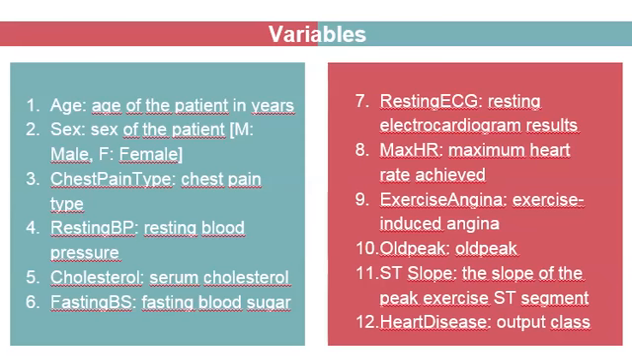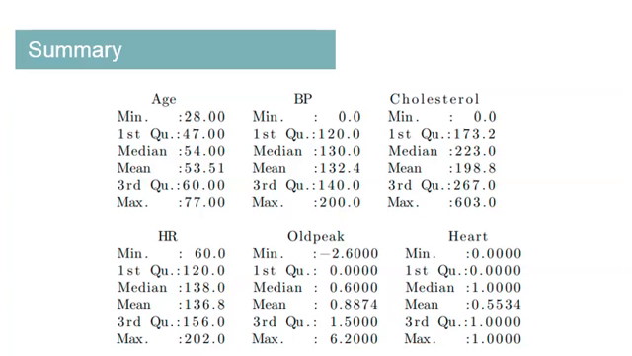The dataset I used was retrieved from Kaggle, and it contains the following variables: age of the patient in years, sex of the patient, chest pain type, resting blood pressure, serum cholesterol, fasting blood sugar, resting electrocardiogram results, maximum heart rate achieved, exercise angina, old peak, the slope of the peak exercise, and output class. However, for the model, I only keep those variables that are numeric and non-binary. These variables are age, blood pressure, cholesterol, heart rate, old peak, and my response variable, heart disease.